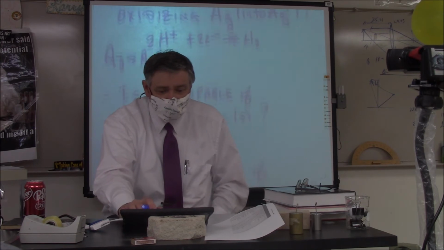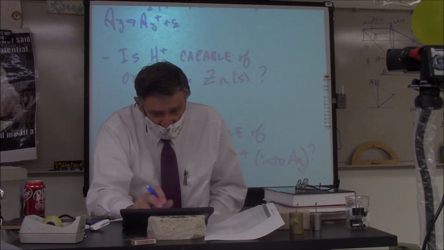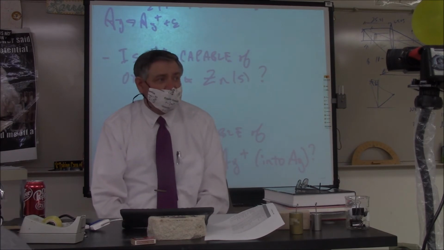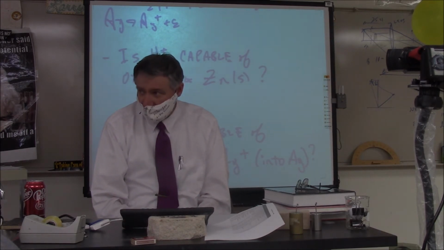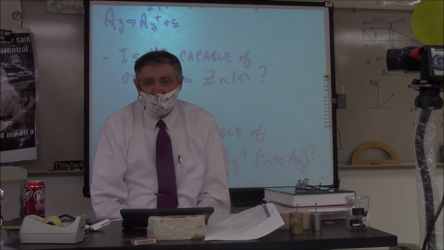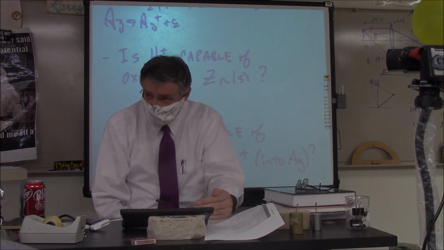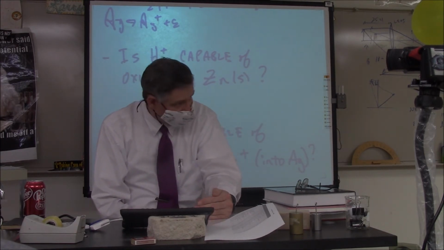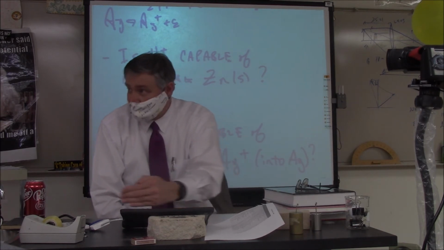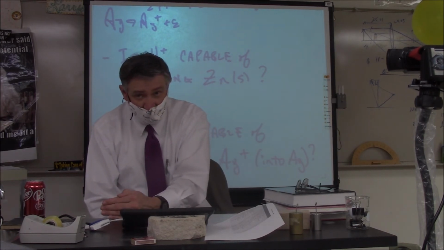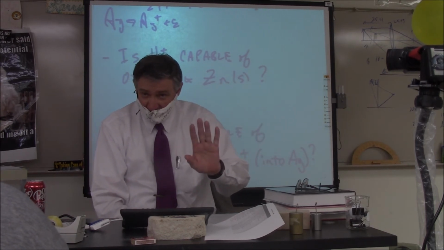Now, are hydronium ions capable of oxidizing zinc? Yes. Why? Because it's going to be a positive E naught value. Where's zinc in relation to the hydronium ions? Under it. So if you play the over-under game, it's below it, so the reaction's going to take place, okay? See the pattern, where we're going with this.